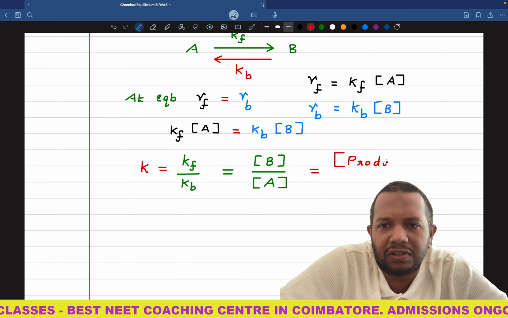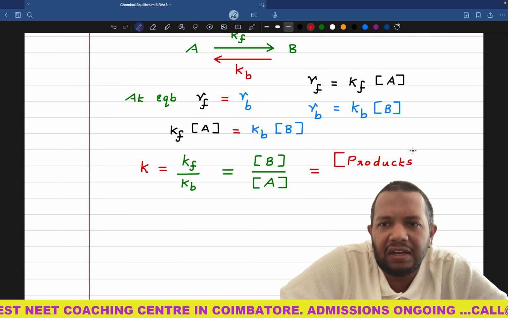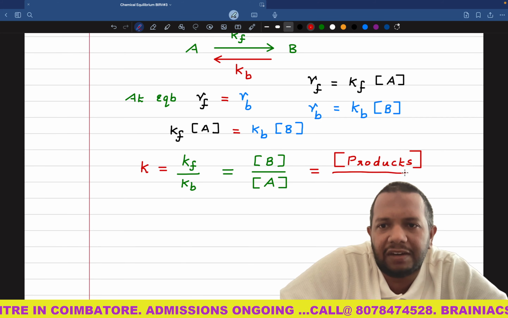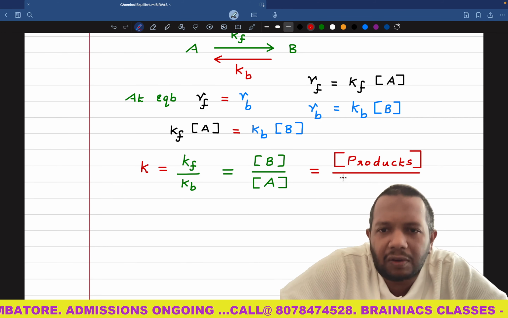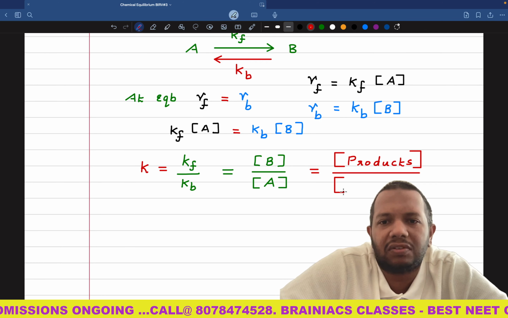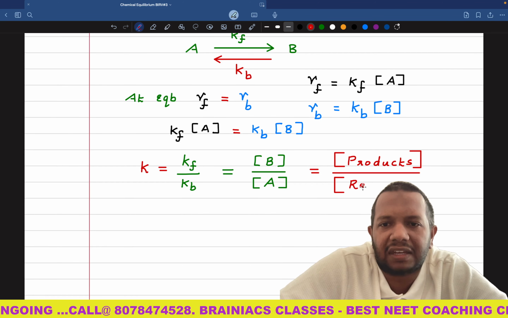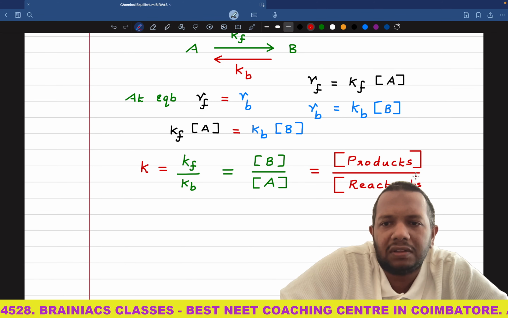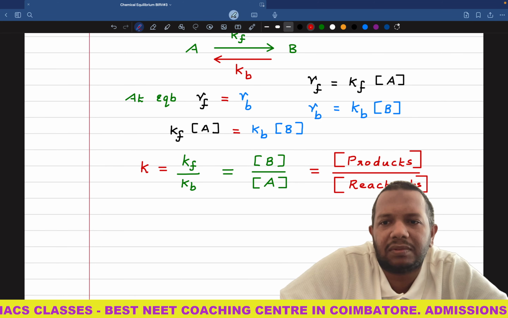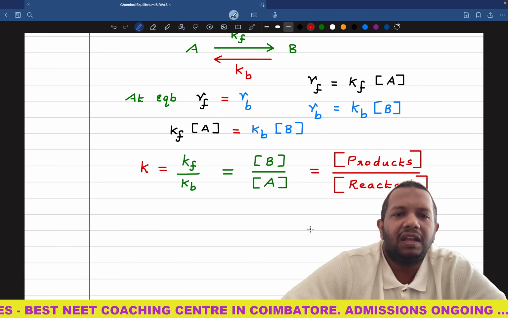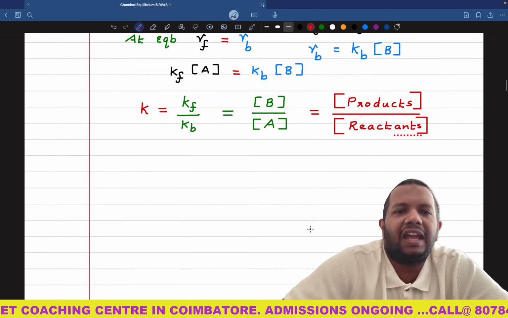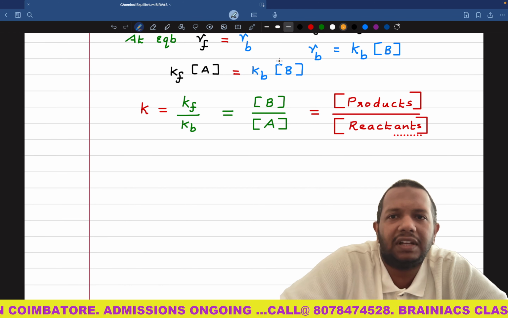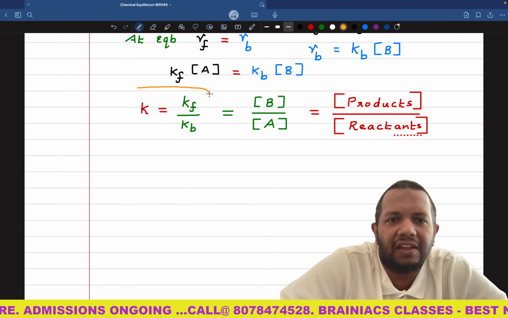Okay, concentration of the products divided by concentration of the reactants. This is how the derivation comes. So I have explained it. Now you know one thing, K is nothing but what? What is K? K is nothing but Kf by Kb.